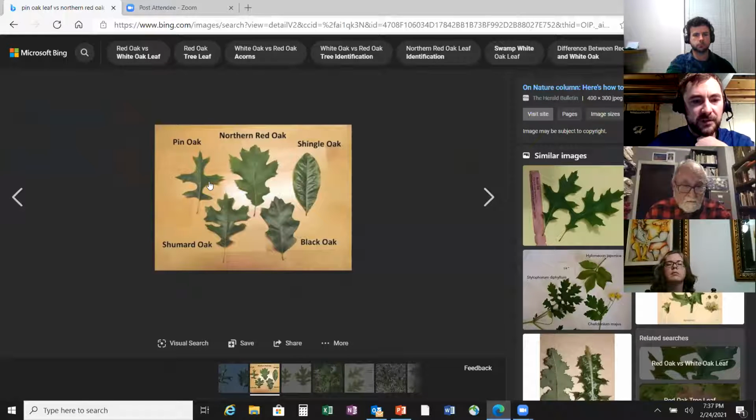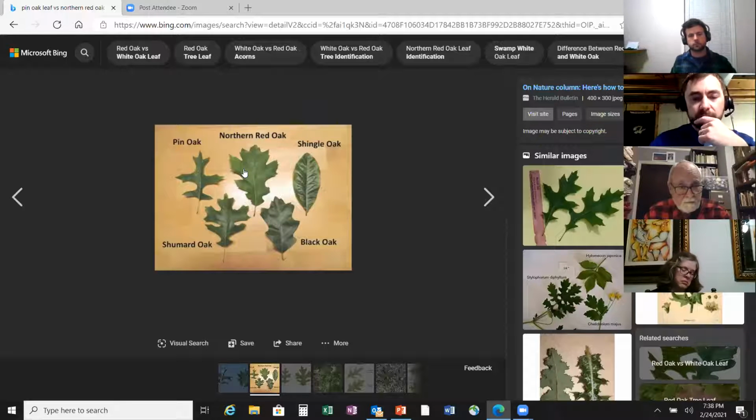Pin oak is very distinct in that it's going to have about 6 to 7 lobes, and northern red oak is going to have a lot more. And almost, I like to say top heavy. It will have more of these lobes towards the end of the leaf than pin oak does.